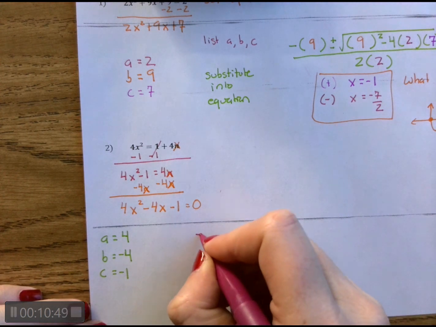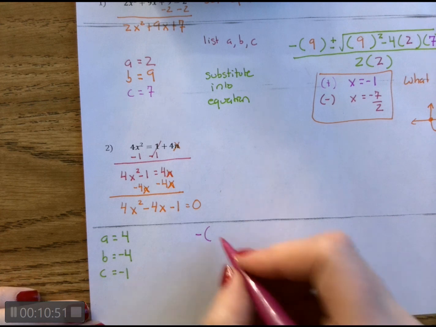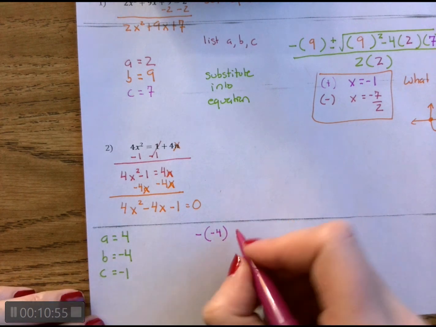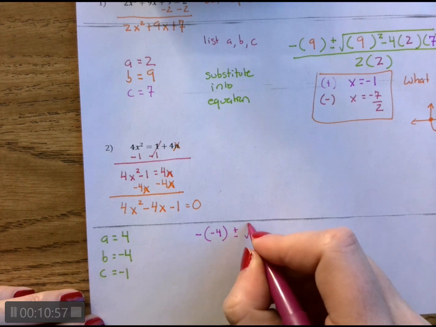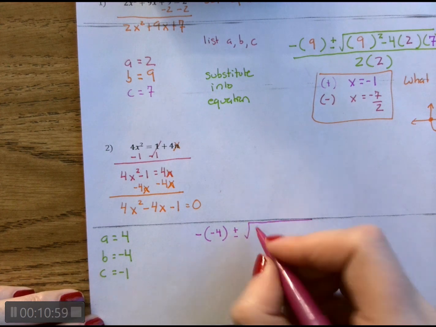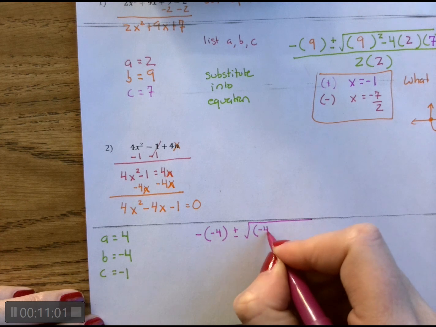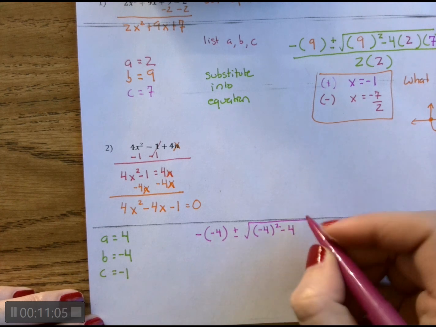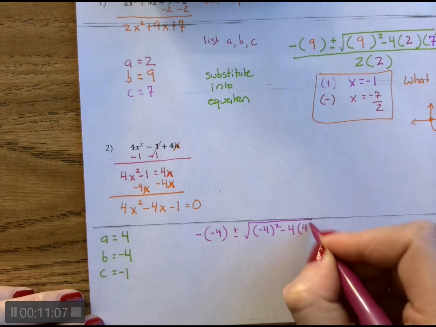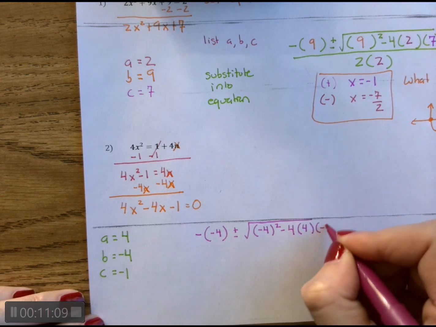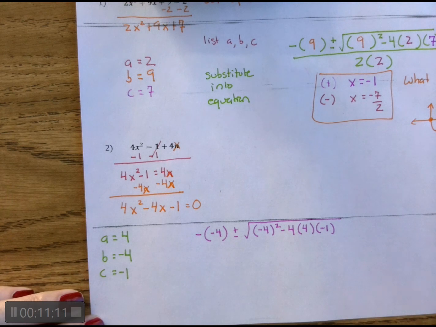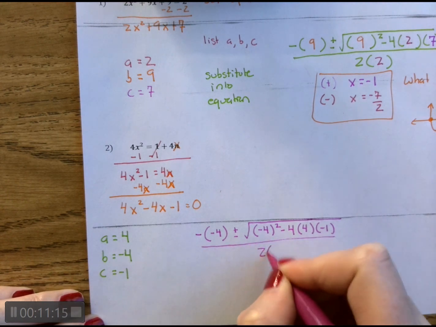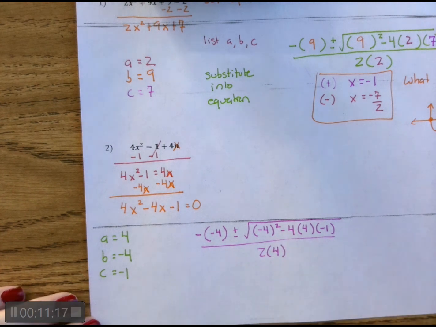And now, to put it in our quadratic formula, we're going to have negative, I'm going to put it down here, our b value is negative 4. And then plus or minus the square root of our b of negative 4 squared minus 4 times a, which is 4, times c, which is negative 1, all divided by 2 times our a, which is 4.